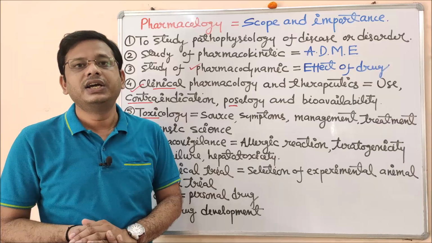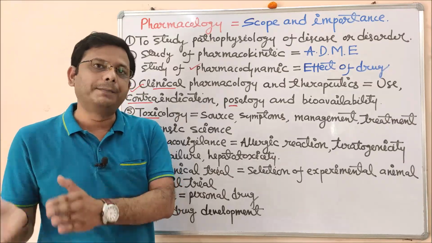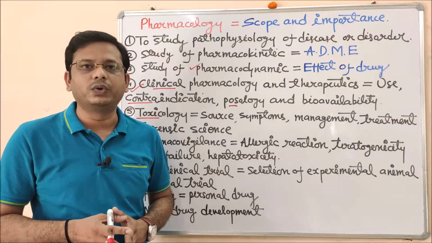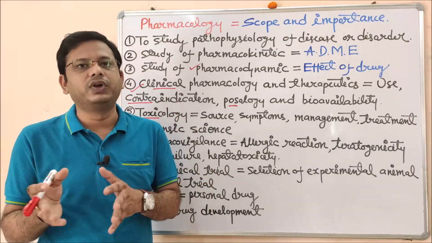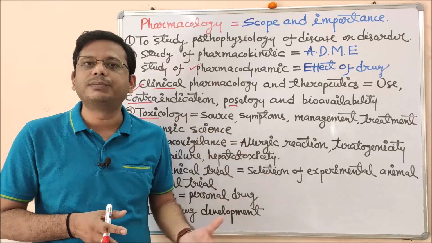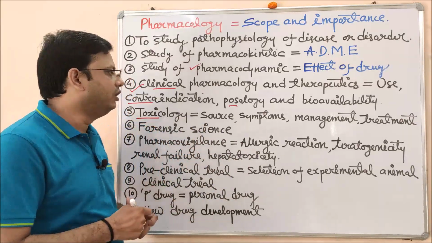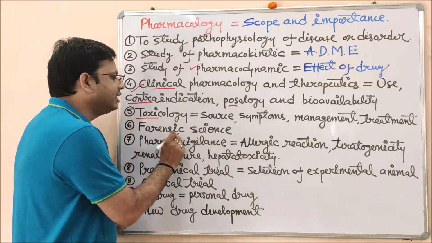If someone has taken methanol as a poisonous drug, we have to give ethanol as the antidote of that particular drug. If someone has taken an anticoagulant, then we have to give some coagulant drug to reduce that particular problem. Likewise, this is called treatment. Now next is forensic science.